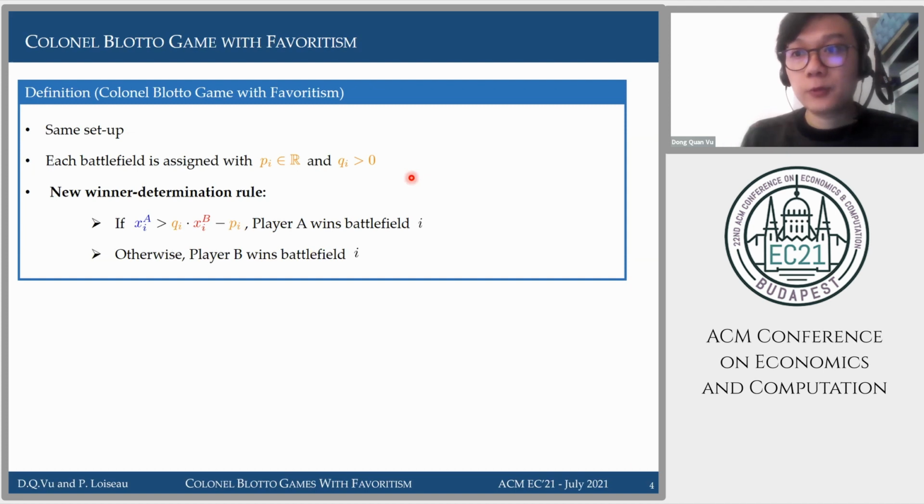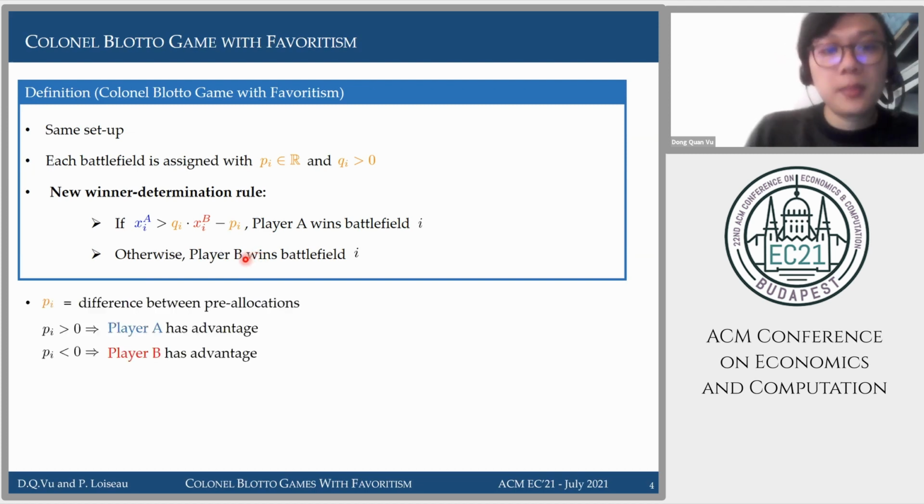So the outcome in each battlefield now will be determined by a new rule. Instead of only comparing the allocation of player A and the allocation of player B, we will compare the allocation of player A, s_Ai here, with a linear transformation of that of player B with the parameters pi and qi. So if s_Ai is greater than this quantity, player A will win the battlefield and gain the value, and player B will gain 0. Otherwise, it's player B who wins.